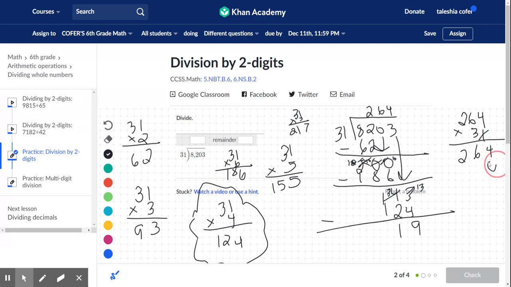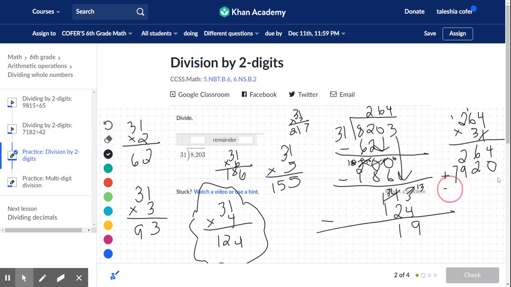0 here. 3 times 4 is 12, so I write a 2, carry a 1. 3 times, my 1's not carrying up there. There we go. 3 times 6 is 18, plus 1 more is 19. I write a 9, carry a 1. 3 times 2 is 6, plus 1 is 7.